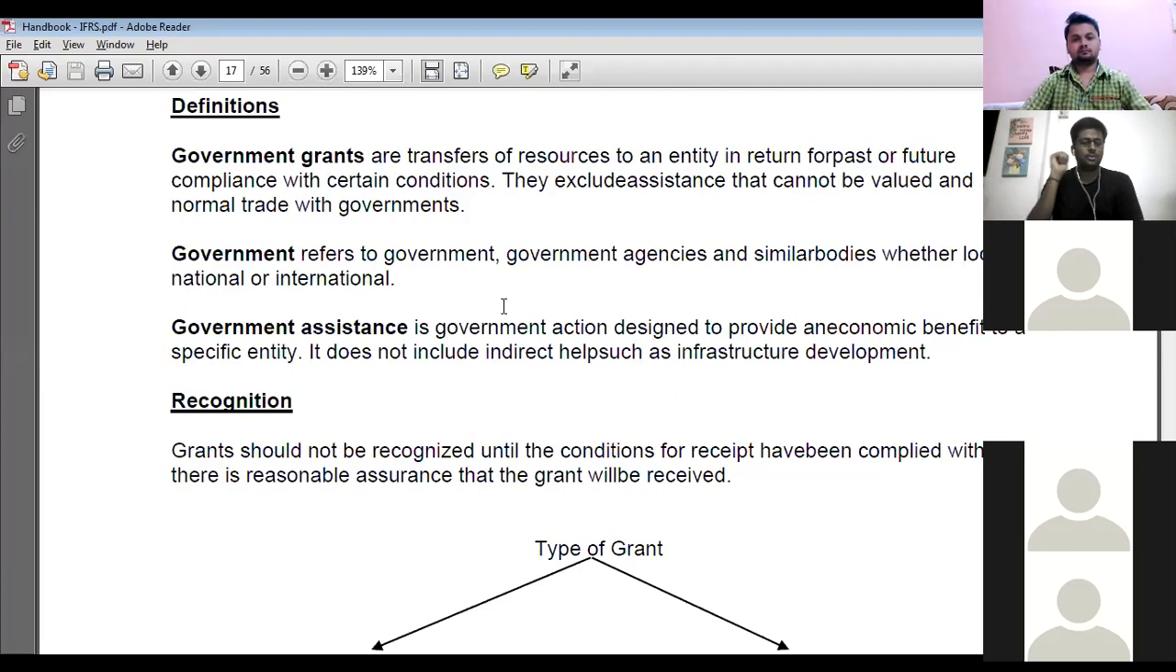They exclude the assistance that cannot be valued and normal trade with the government. So if any assistance is provided which cannot be measured in terms of money, or any trading with the government, this will not be included in government grant. Otherwise, everything will be included in grant. Whatever resources we are getting from the government, say a capital subsidy. If a company is establishing a manufacturing plant in an industrial area, the government will provide some assistance. Say they can give an interest subsidy. If the company has borrowed funds and is paying interest to banks, the government will reimburse some part of the interest. That is called a grant, a transfer of resources by government.